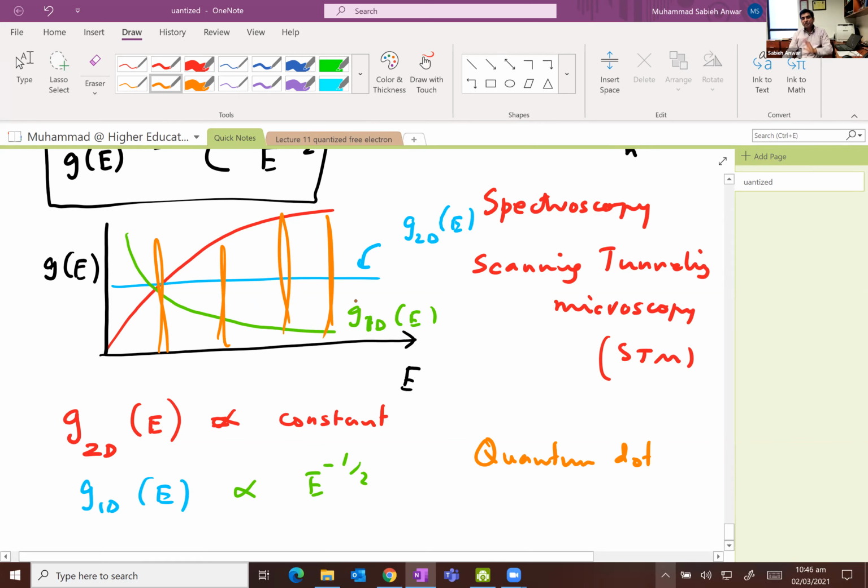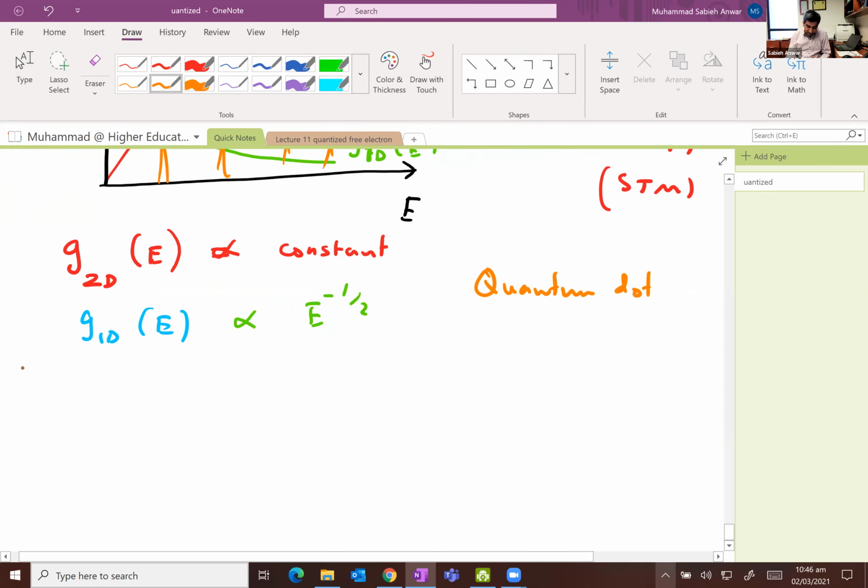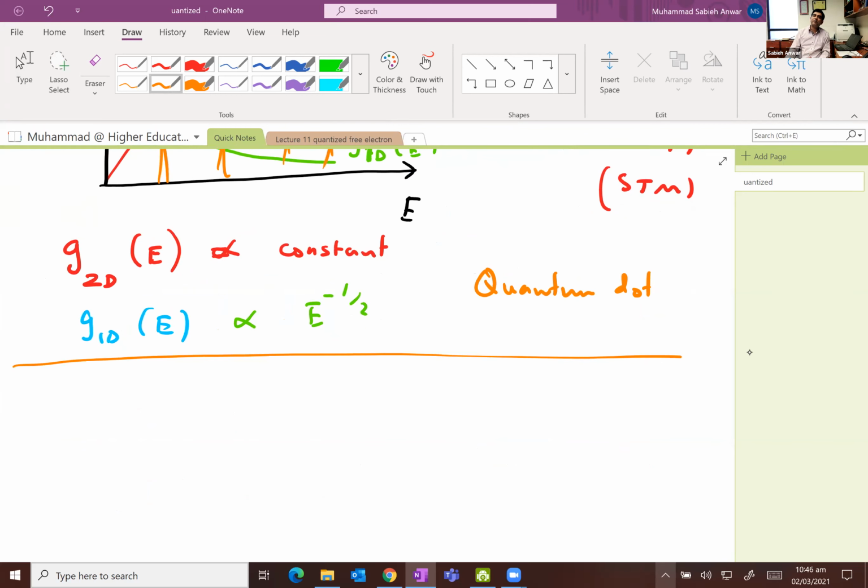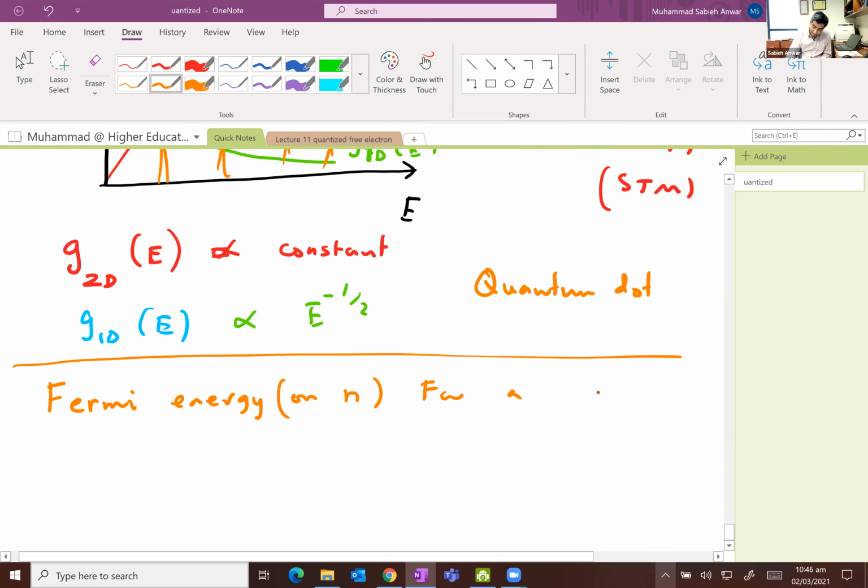Okay, so starting from the concept of the Fermi sphere and the Fermi energy, one can determine what the density of states is going to be. Now, in a homework problem, I would like you to find out, say, the Fermi energy and its dependence on n for a 2D solid. And I would like you to find out the density of states for a 2D solid, and show to me that it is a constant.